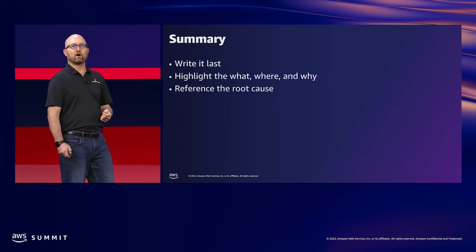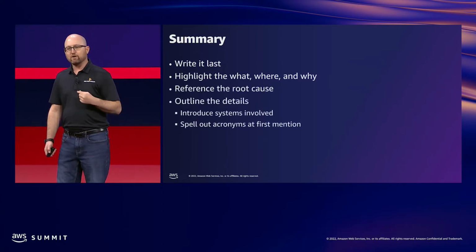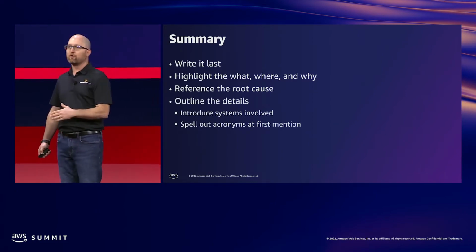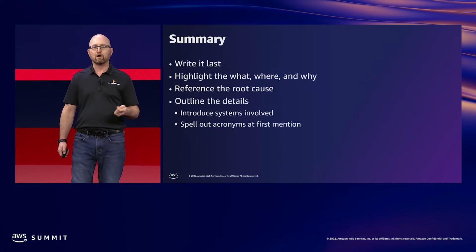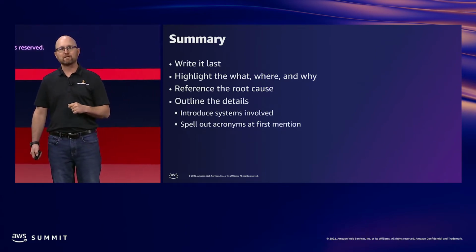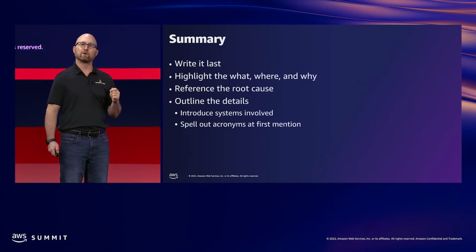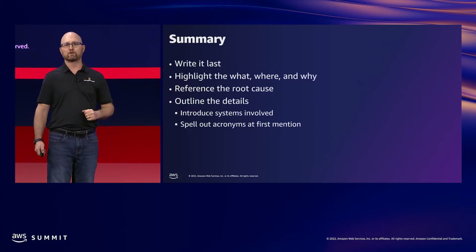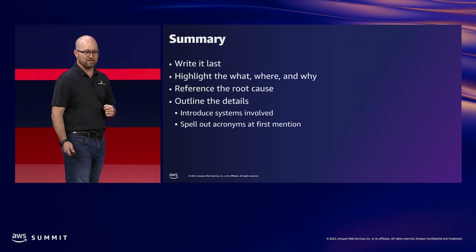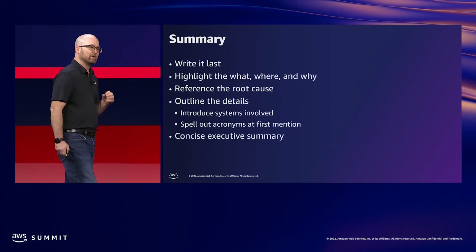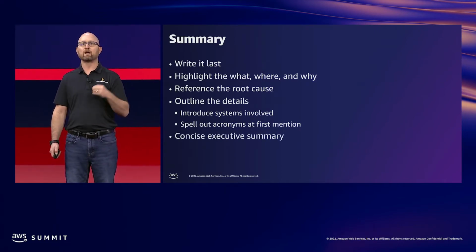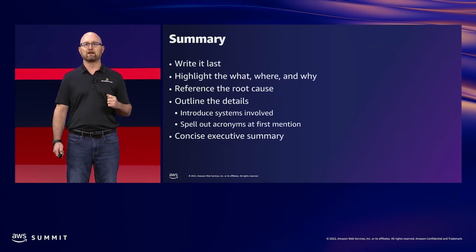You want to reference the root cause, and you want to outline all the details. We're not going to go into incredible depth because there are other sections for that. But we are going to introduce the systems that were involved, and we're going to spell out acronyms the first time they're mentioned. It's really clear, so everybody's on the same page. No matter what their starting point of knowledge is, they can go through this and gain all the knowledge they need. This should be very concise, right? It's an executive summary. It should be quick. It should get all the points that somebody needs in an elevator type pitch.